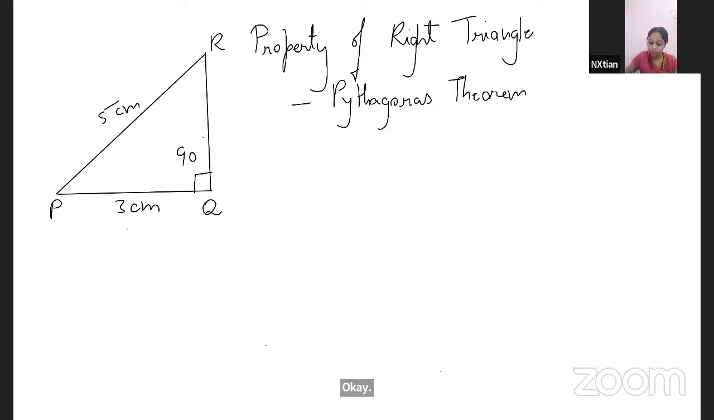Now PR, that is 5 centimeter, is called the hypotenuse in a right triangle. The side opposite to the right angle is known as hypotenuse. The side opposite to the 90-degree angle, that is PR in this triangle, 5 centimeter, is known as hypotenuse. So PR is known as what? Hypotenuse, Simeon.